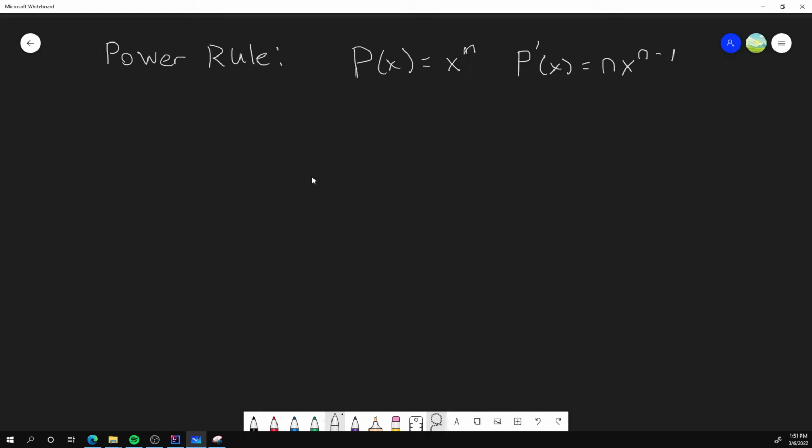And this is called the power rule. And so what we do is we multiply x by n and put x to the power of n minus 1. And so it's really the simplest rule. So let's go ahead and do some examples.